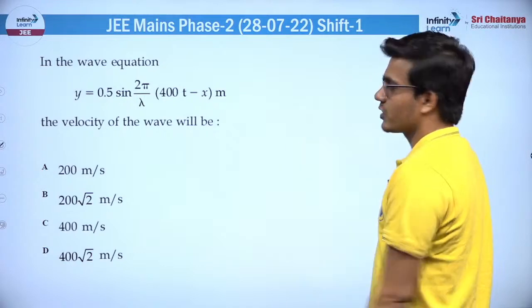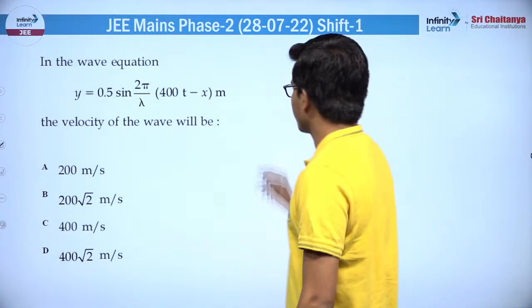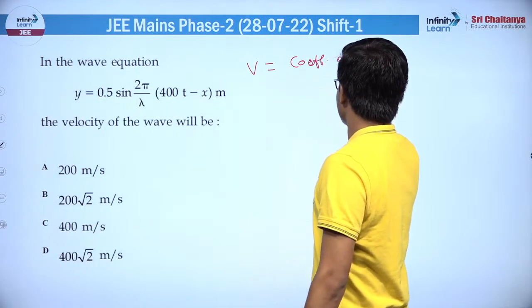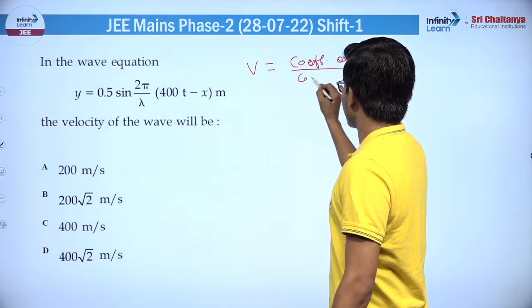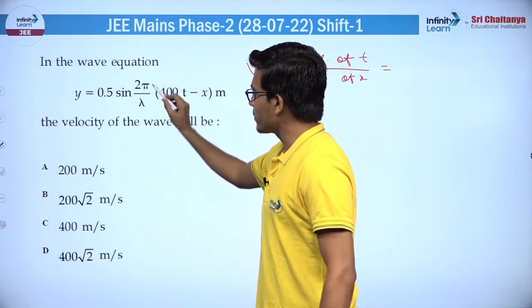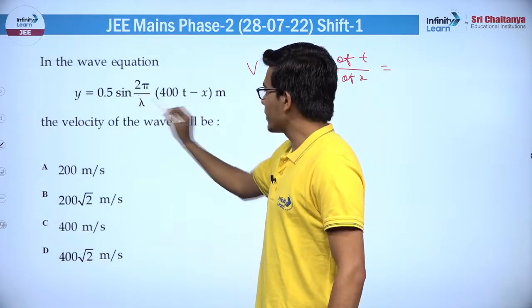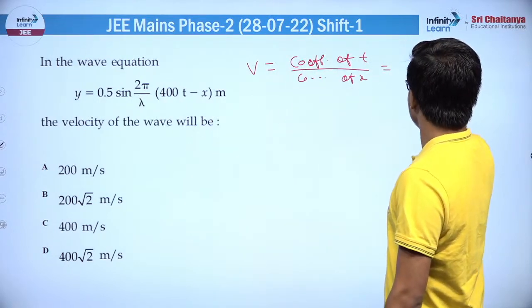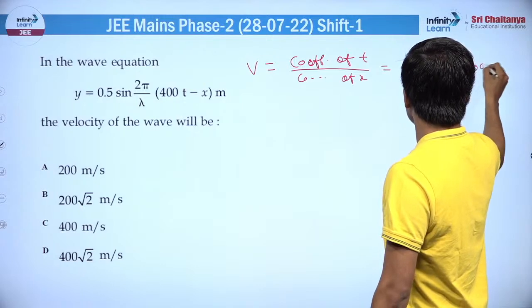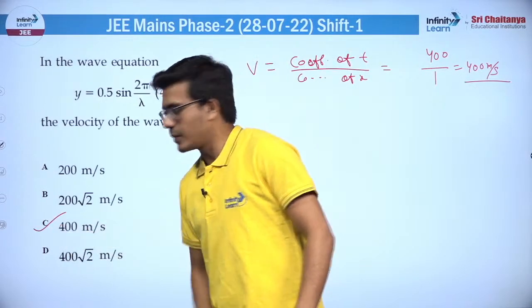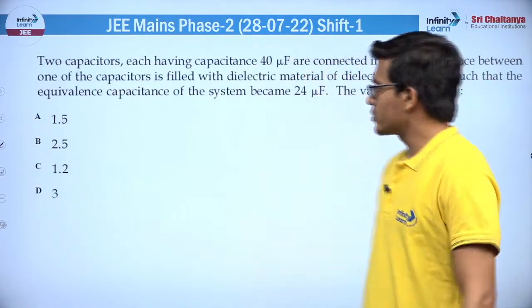This is a wave equation and we need to find the velocity of the wave. So velocity of wave is given by coefficient of t divided by coefficient of x. So coefficient of t is 2 pi by lambda into 100, but 2 pi by lambda will also come in the coefficient of x, so that will get cancelled. So I can write here 400 divided by 1, that is 400 meter per second. The simplest question of this paper, that is C option. Moving to the next question.